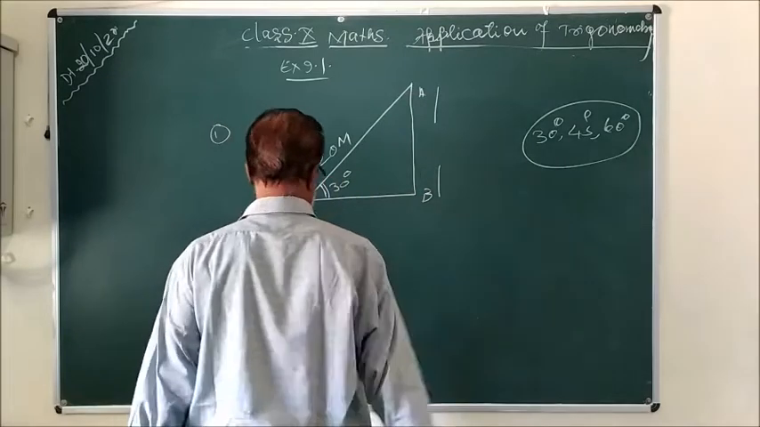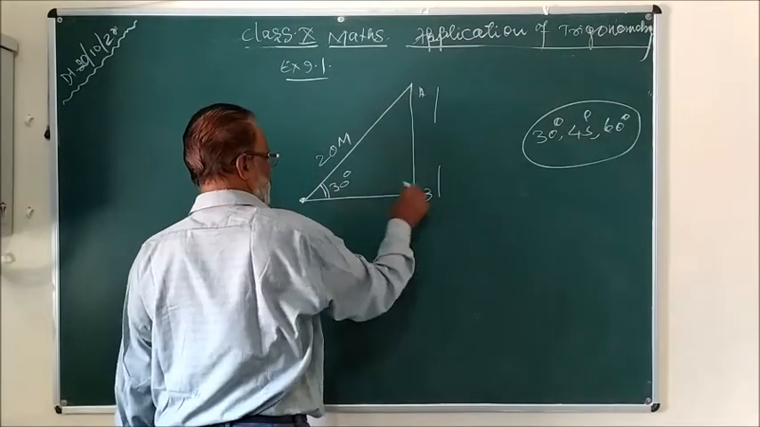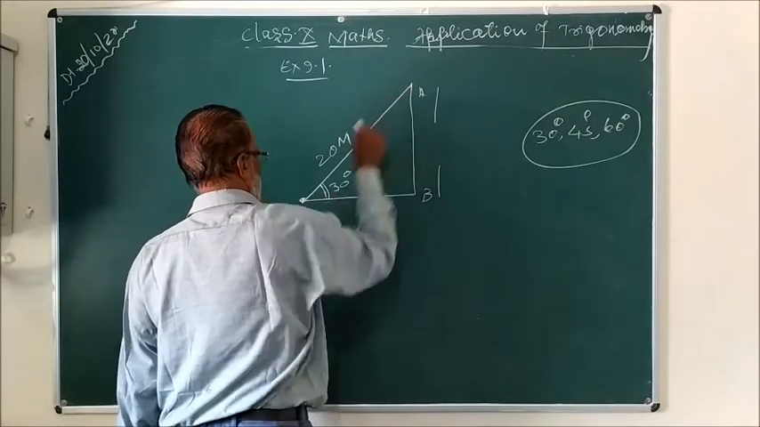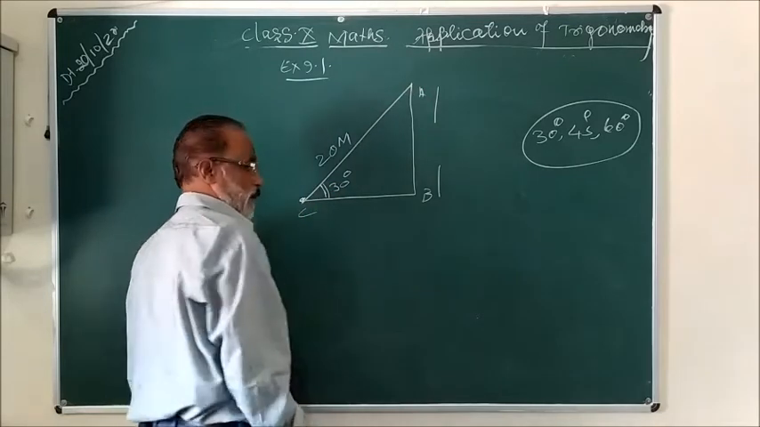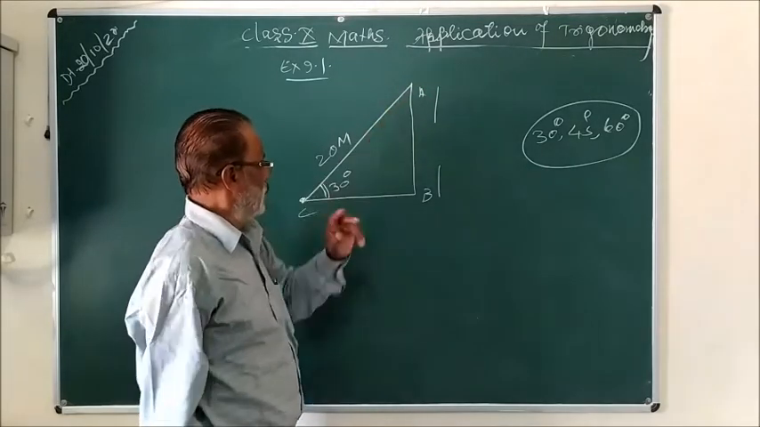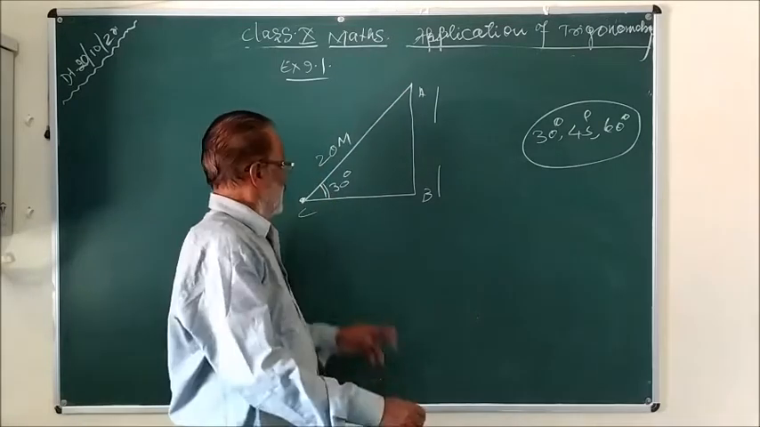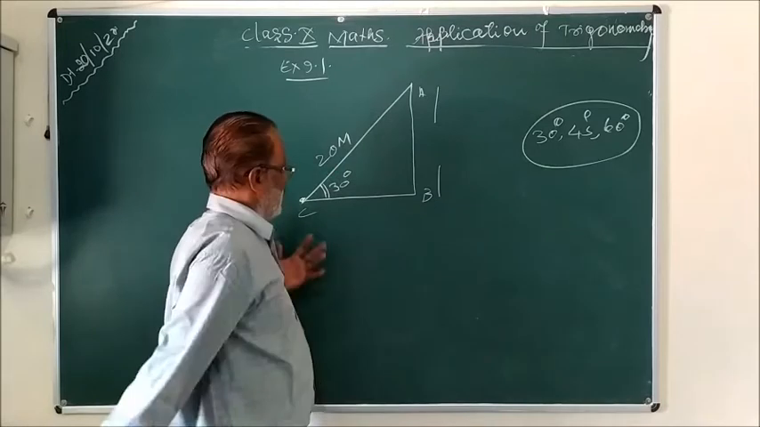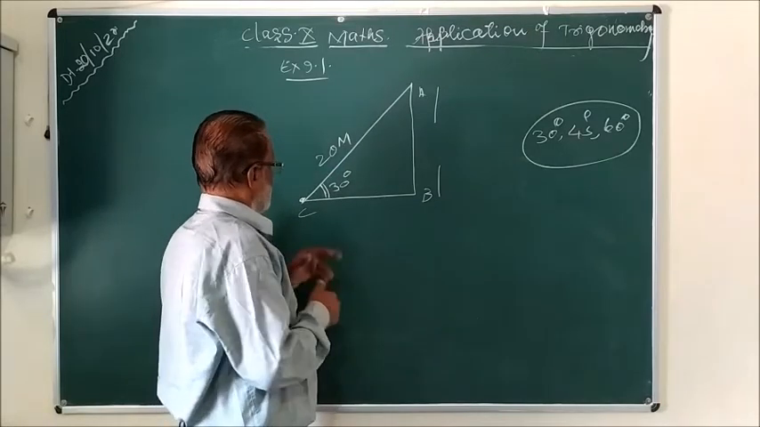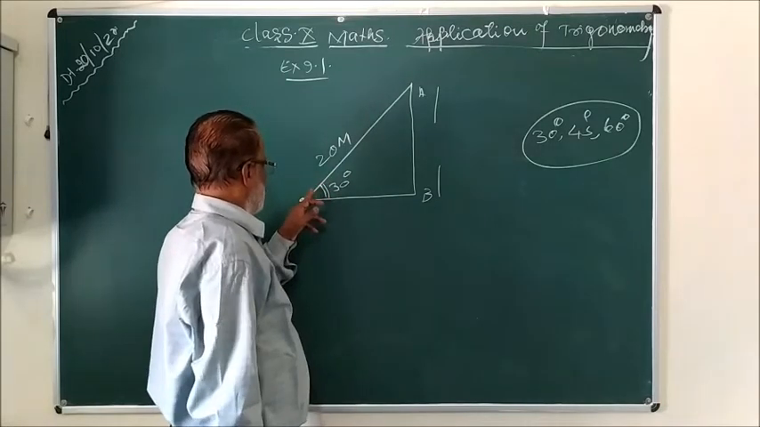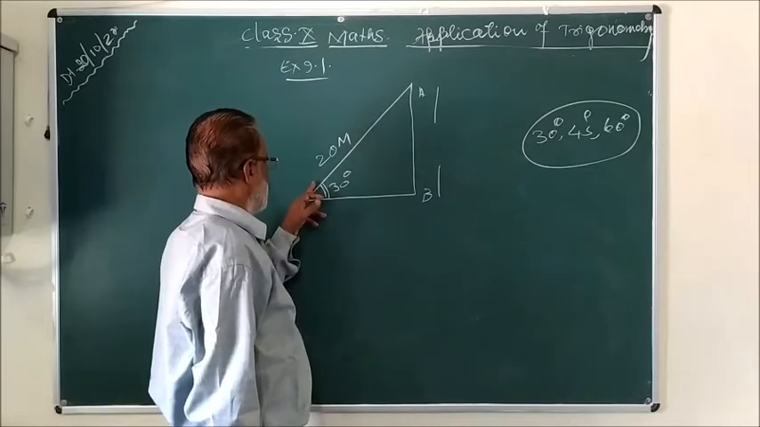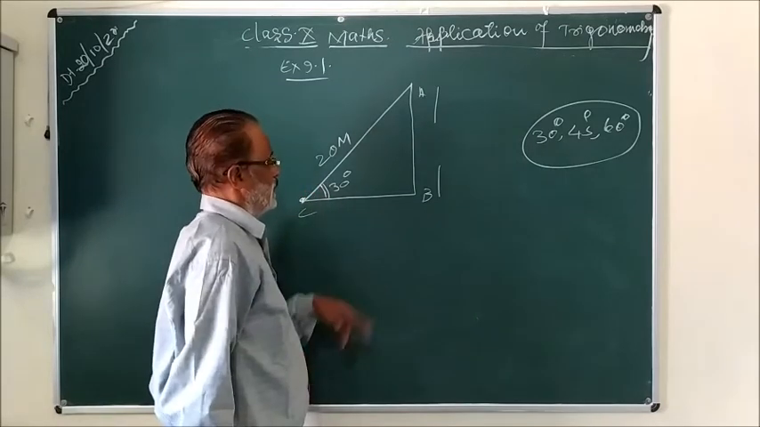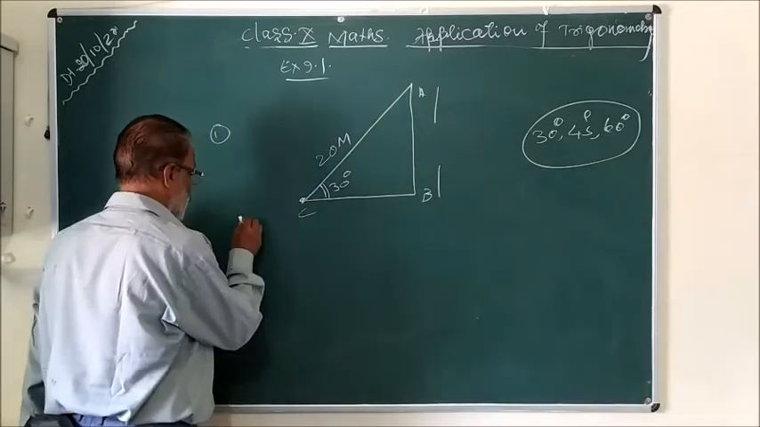Now you come to the question. AB is the pole and AC is the long rope tied with the top of the pole and to the ground. And a circus artist is doing something, we are not interested in that. So the angle between the rope and the ground is 30 degrees. So what is the height of the pole?